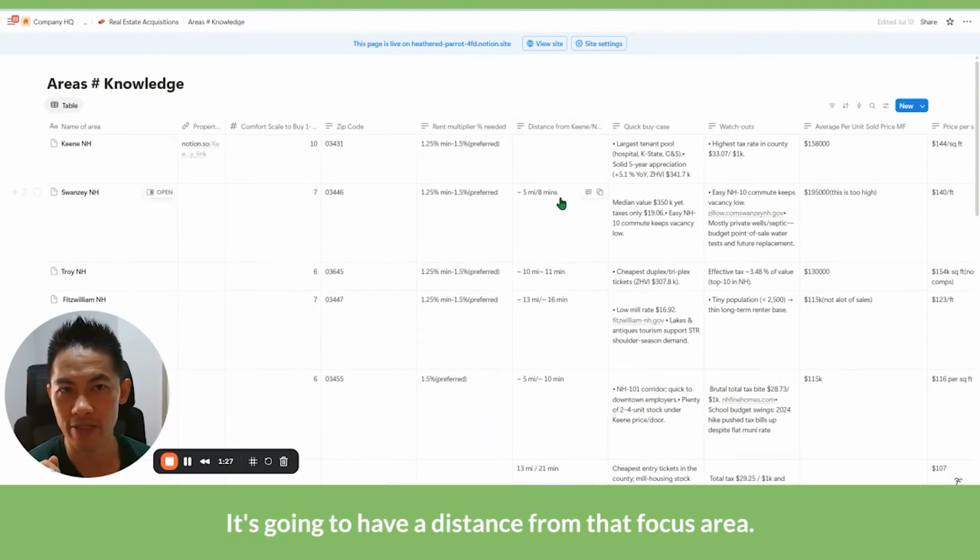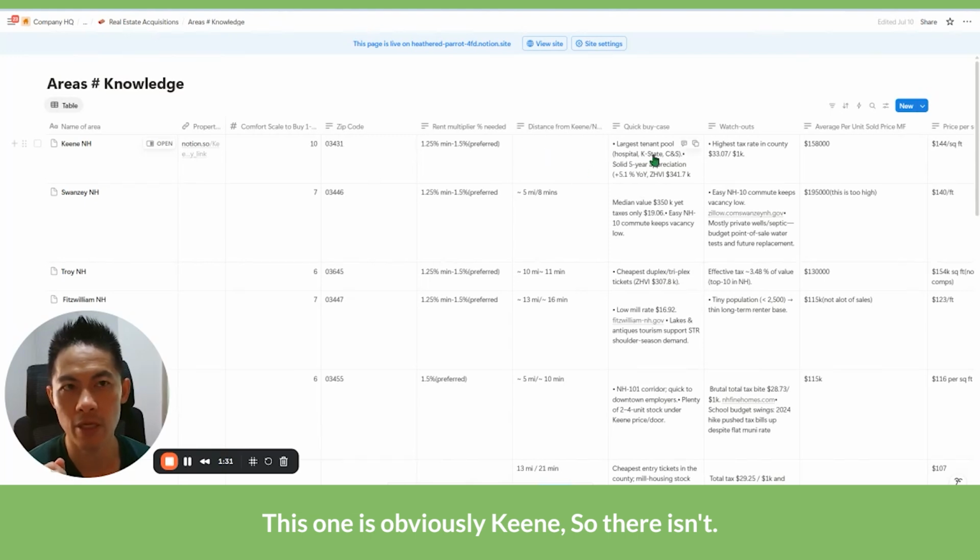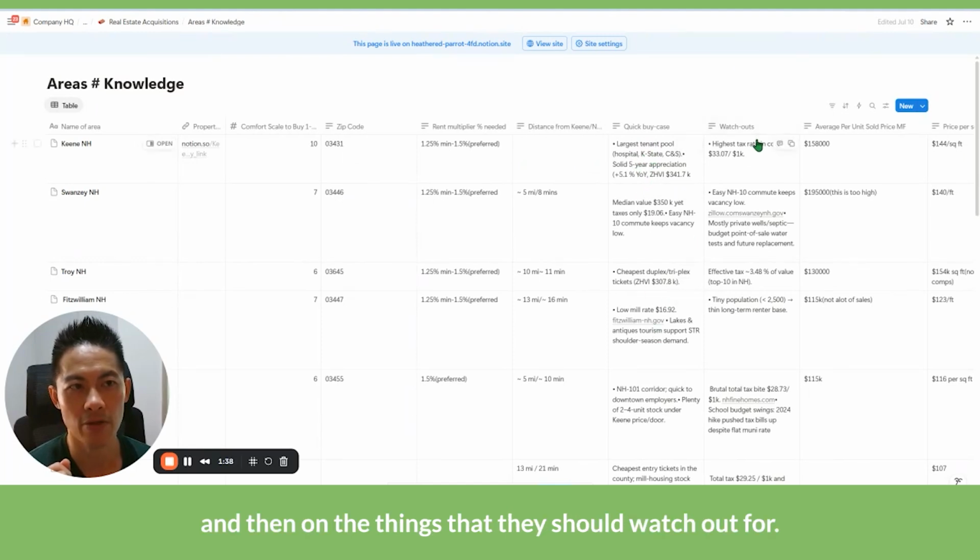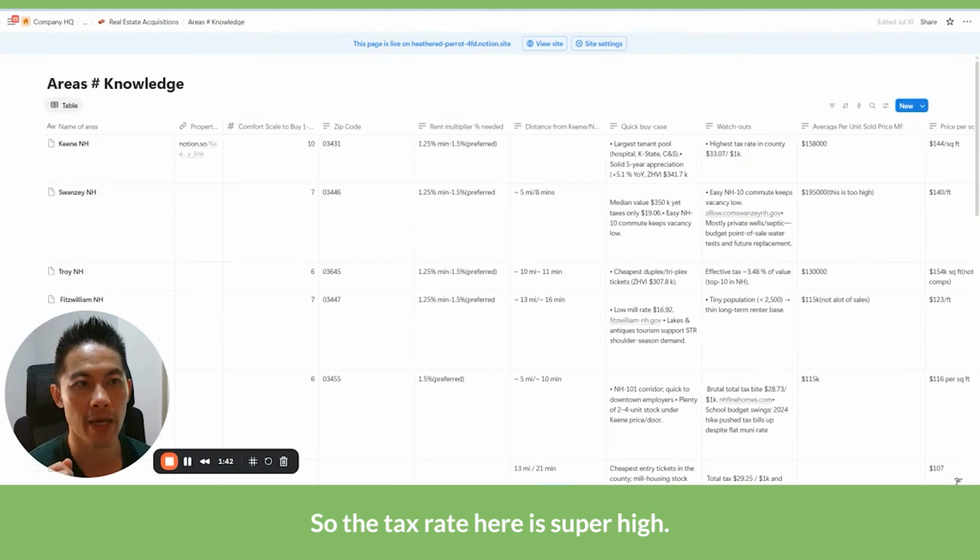It's then going to have a distance from that focus area. This one is obviously Keene, so there isn't one. And then it's going to provide a quick buy case, right? Different aspects of the property on the positive sides, and then the things that they should watch out for. So the tax rate here is super high.